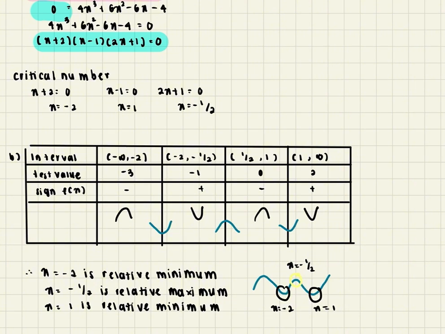To identify the relative maximum and minimum: at x equal to -2, the function changed from decreasing to increasing, so it is a relative minimum. At x equal to -1/2, the function changed from increasing to decreasing, so it is a relative maximum. At x equal to 1, the function changed from decreasing to increasing again, so it is another relative minimum. In conclusion, the function has two relative minima at x equal to -2 and x equal to 1, and one relative maximum at x equal to -1/2.